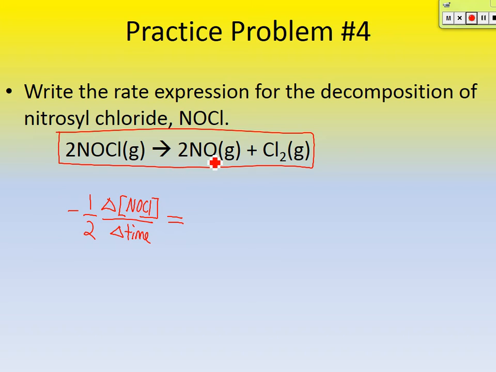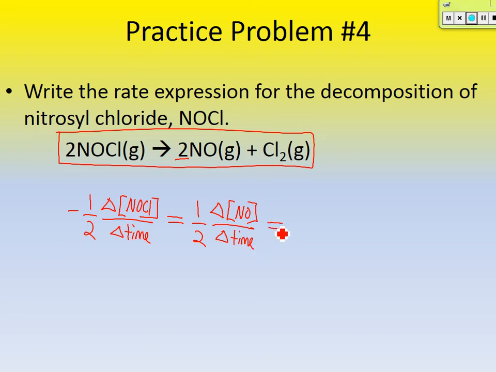Let's move on to this nitrogen monoxide. It is a product, so it's going to be forming over time. It's going to be appearing, so its sign is going to be positive. My coefficient is a 2, so I need to put a 1 over the top of it. It becomes 1/2 times the change in concentration of NO over the change in time.